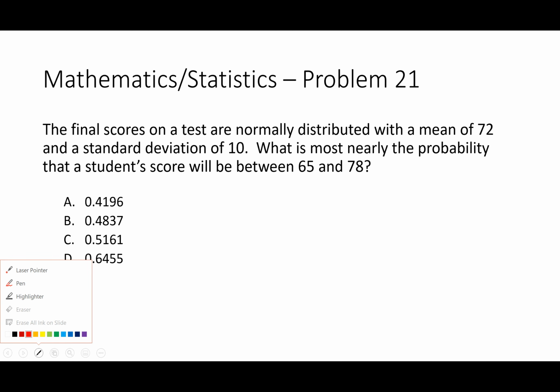In this one, we are going to need the manual because we have to use the normal distribution. We have the final scores on a test that are normally distributed with a mean of 72 and a standard deviation of 10. We need the probability that a student's score will be between 65 and 78. So we're going to need z-scores, which has probably been a while since you looked at that, but we just take x minus the mean and divide that whole thing by the standard deviation. So we need the z-score for 65.